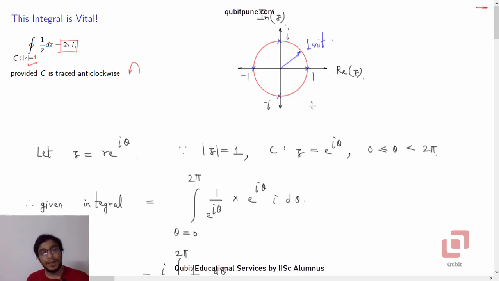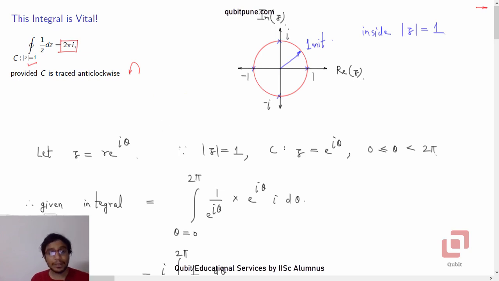Now we cannot evaluate this by the first method, because 1 upon z has a point where it is not defined, and hence it is not analytic, and that point is inside the curve mod of z equal to 1. If it is inside, then we cannot really apply the first method, which would have given us the answer as log of z when the function is integrated. So we can't use it, and we have to follow the second method.